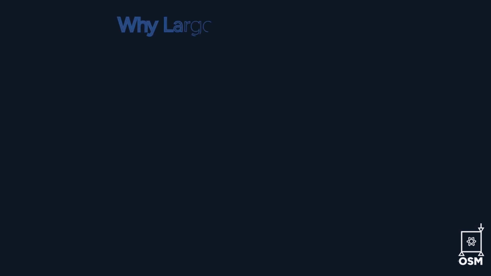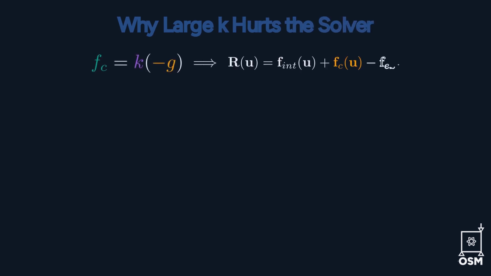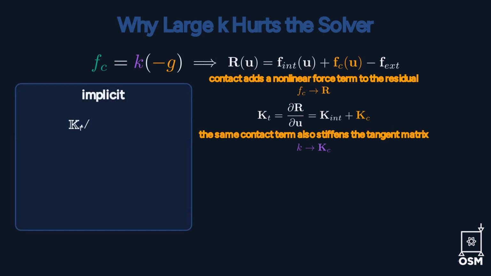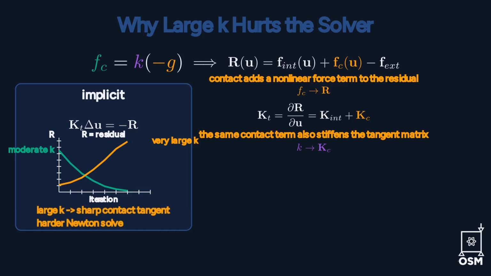Why does a large penalty stiffness hurt the solver? Because the contact force does not stay local, it enters the global residual. In implicit analysis, Newton must solve that residual, and when K becomes very large, the contact contribution creates a sharp tangent, poor conditioning, and stalled iterations.